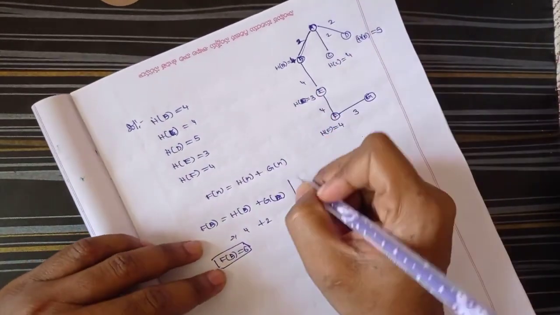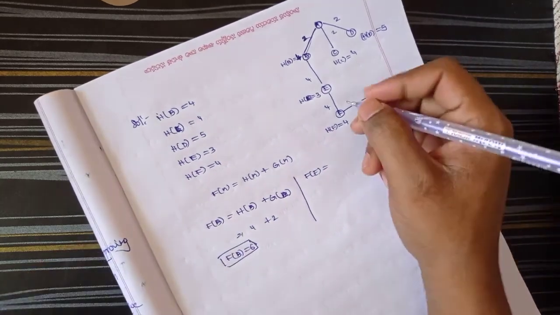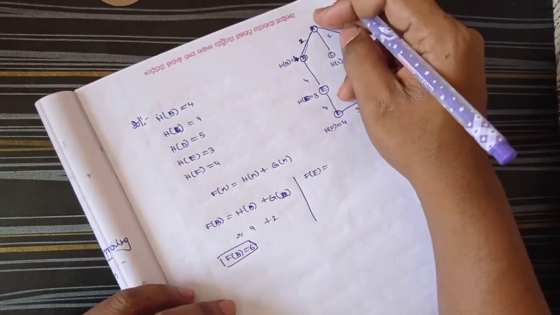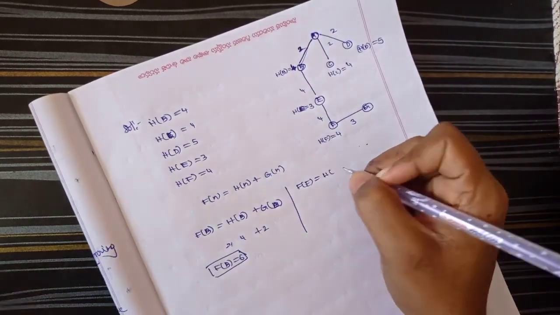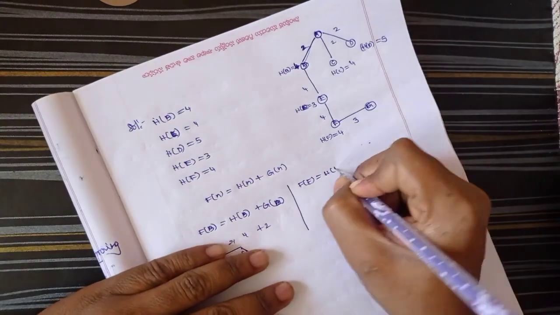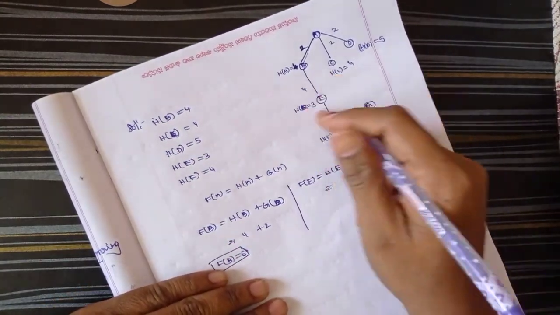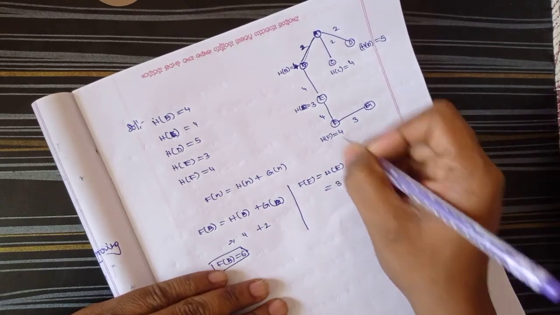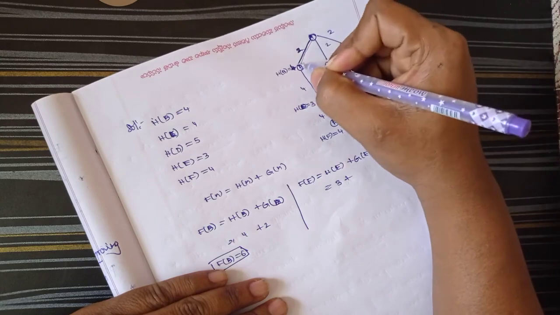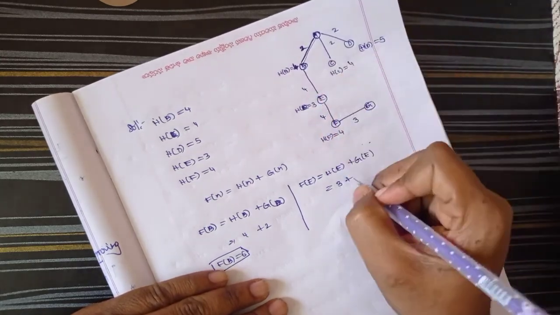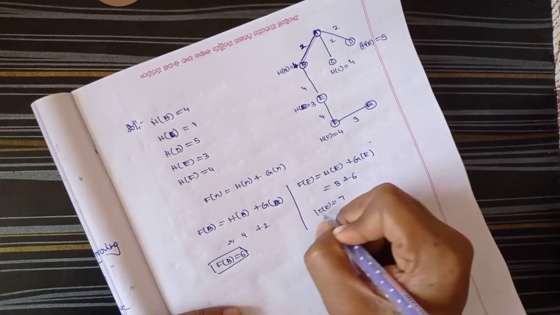So let us calculate for E also. What is f of E? F of E is h of E plus g of E, the distance from the root node to E. H of E is given as 3, plus g of E, which is 2 plus 4, since this is the path we take from A to B to E. So 2 plus 4 is 6, and what do we get? We get 7. So f of E is 7.